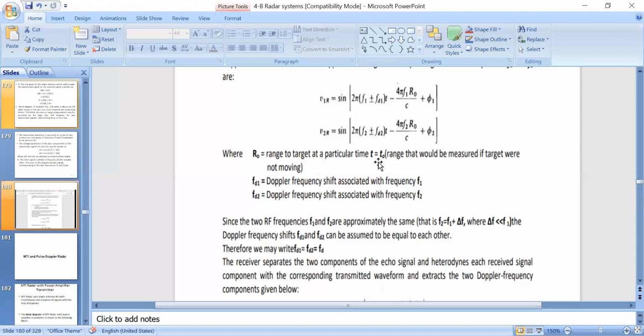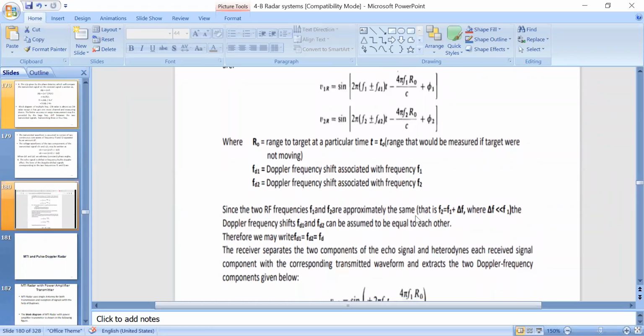See here, R naught is the range to the target at a particular time, that would be measured if the target was not moving. And fd1 is the Doppler frequency shift associated with the frequency f1, and fd2 is the Doppler frequency shift associated with the frequency f2, right? Since the two RF frequencies f1 and f2 are approximately the same, that is f2 equals f1 plus delta f, where delta f is the small frequency difference.